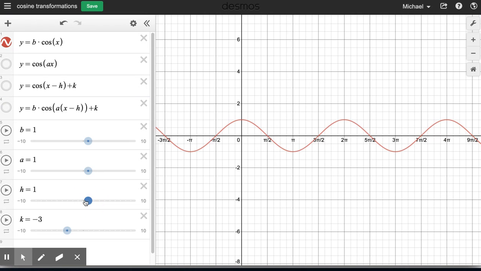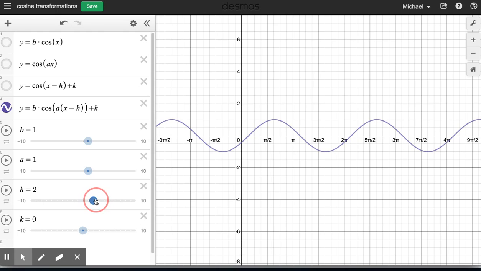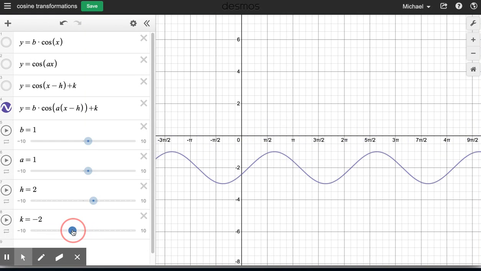None of that should be super surprising, but what's interesting is what happens when we put all these changes in here together. I'm just going to do one example with you, and then we'll summarize. So the parent function y equals cosine of x is graphed right now. First I'm going to move it left and right. So if I shift this to, let's say, 2 units to the right, h is 2, so x minus 2, and then 3 units down.